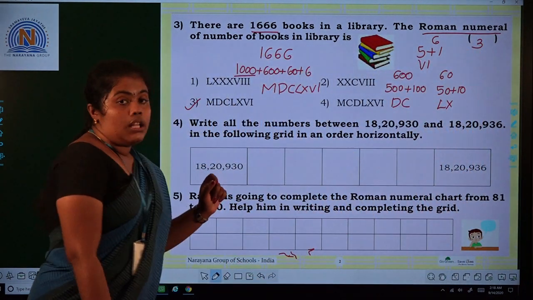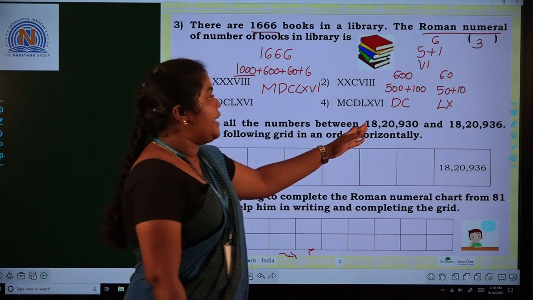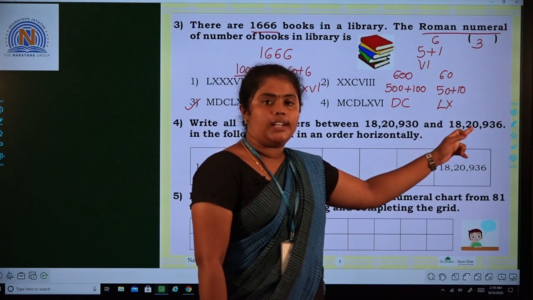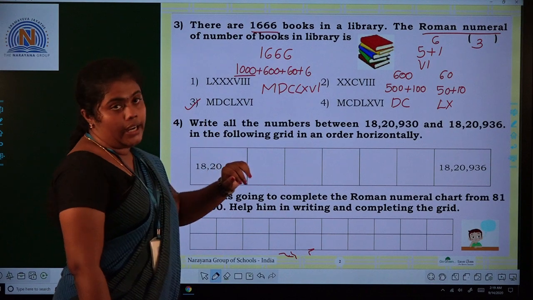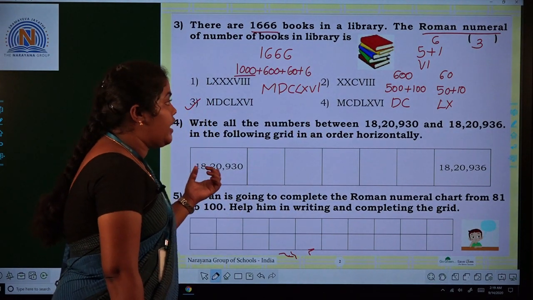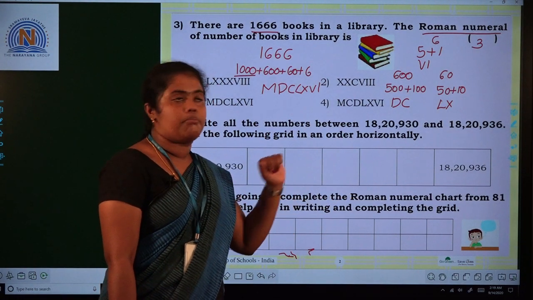Next, fourth question is write all the numbers between 18 lakhs 20,930 and 18 lakhs 20,936 in the following grid in order horizontally. So here they given two numbers. We have to write the in between numbers of the two numbers.